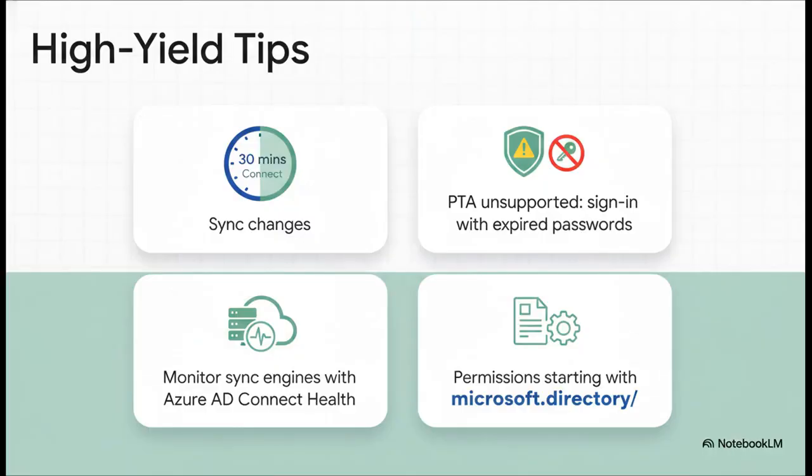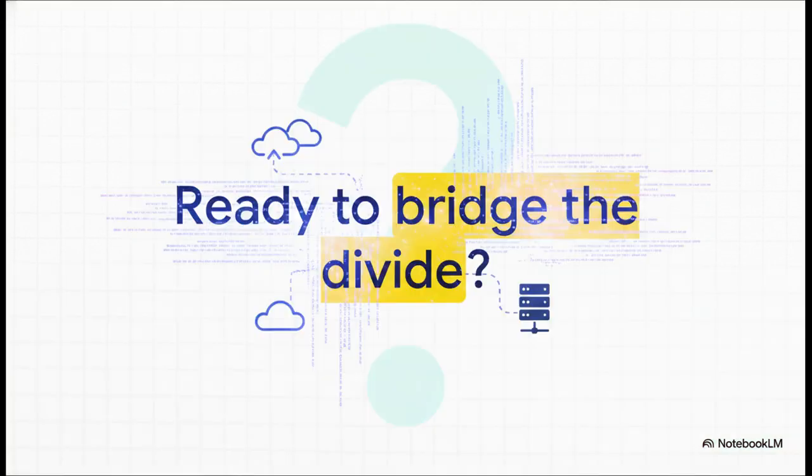First up, sync times. Disabling a local user takes up to 30 minutes to reflect in Azure AD if you're using Standard Connect, but it only takes 2 minutes with Cloud Sync. Huge difference. Second, PTA cannot natively support signing into Azure AD Join devices with expired passwords. Keep that in mind. Third, Azure AD Connect Health is absolutely your go-to monitoring tool. And finally, if a question asks about role permissions to create or update objects, zero in on the string that starts with Microsoft.directory/.